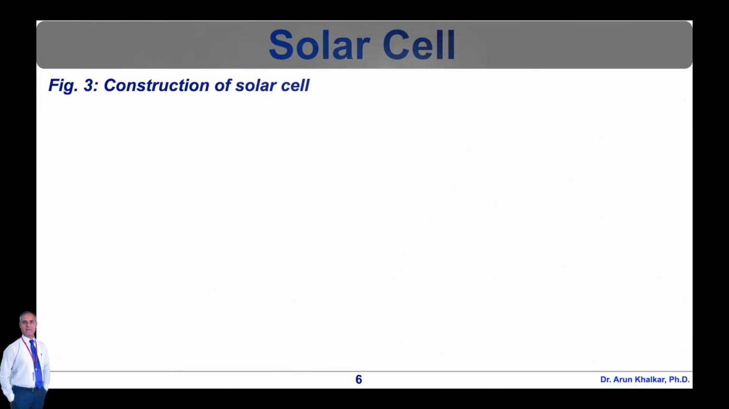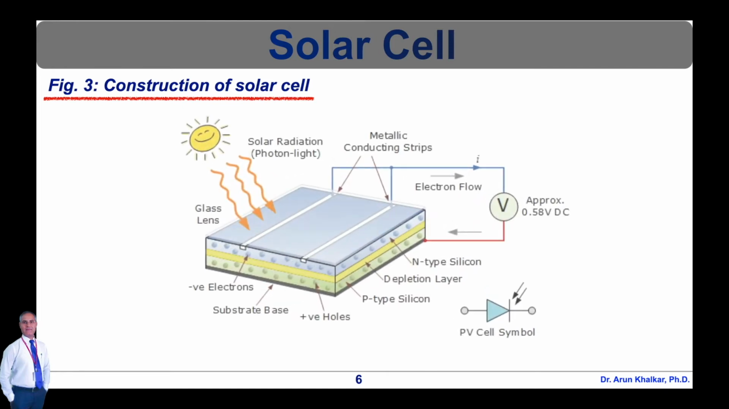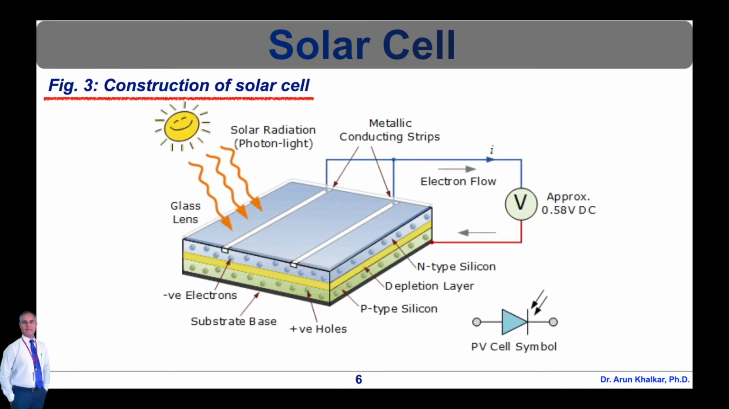Now here let's see the construction of a solar cell. A thin layer of p-type semiconductor material is doped over an n-type substrate forming a p-n junction. The thickness of the p layer is very small. The electrical contacts are made over the top and the bottom sides. To enhance the transmission of light into the material, an anti-reflection coating is given over the p-type layer.